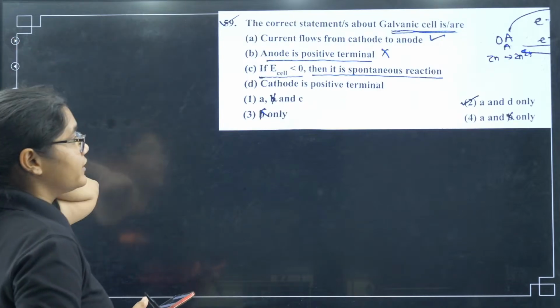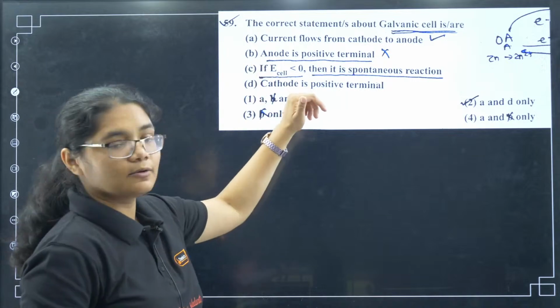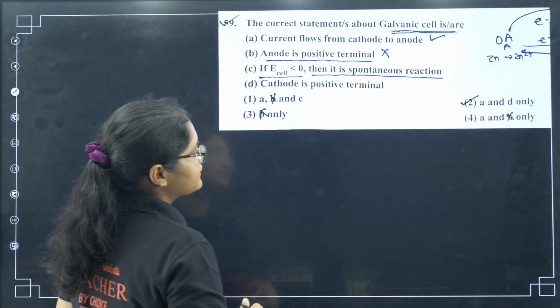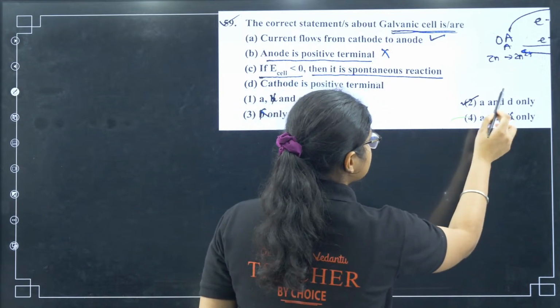Next, last 2 questions. The correct statement about the galvanic cell: current flows from cathode to anode. Anode is positive terminal. No, B is the incorrect statement. So all these options are having B. It is not there in option B.